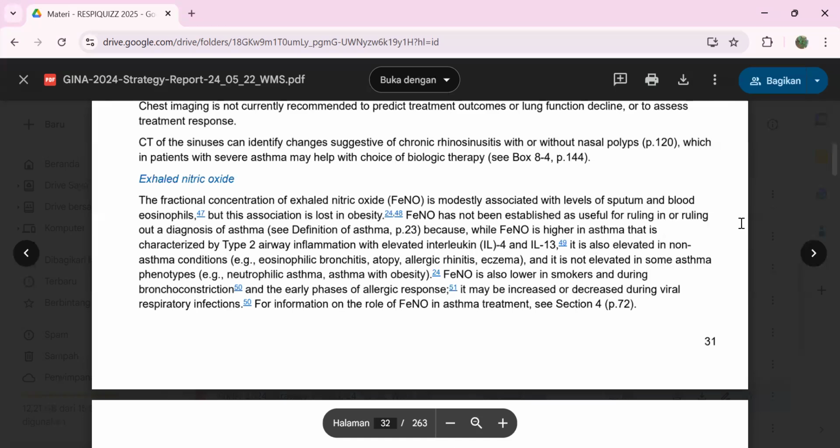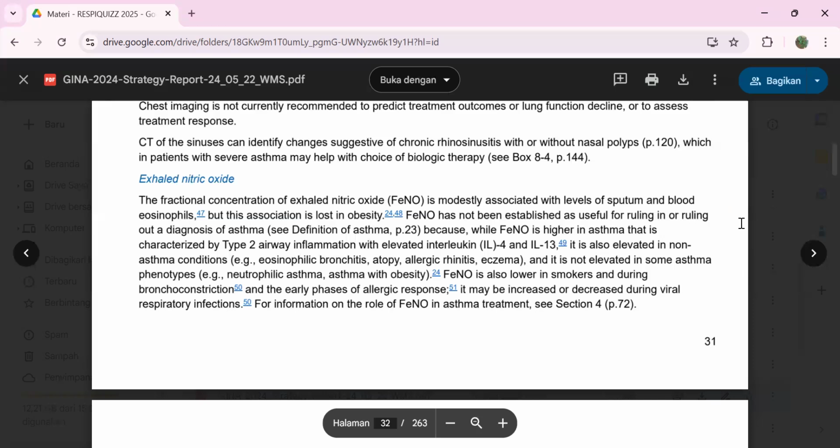Exhaled nitric oxide. The fractional concentration of exhaled nitric oxide, FeNO, is modestly associated with the level of sputum and blood eosinophils, but this association is lost in obesity. FeNO has not been established as useful for ruling in or ruling out a diagnosis of asthma because, while FeNO is higher in asthma that is characterized by type 2 airway inflammation with elevated interleukin 4 and IL-13, it is also elevated in non-asthma conditions like eosinophilic bronchitis, atopy, allergic rhinitis, and eczema, and is not elevated in some asthma phenotypes like neutrophilic asthma or asthma with obesity.